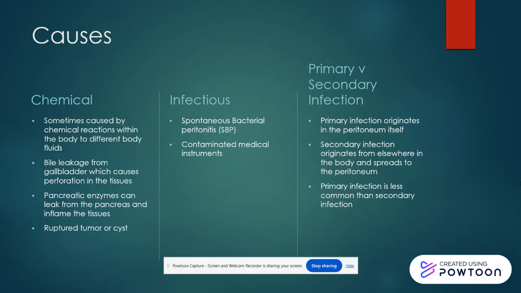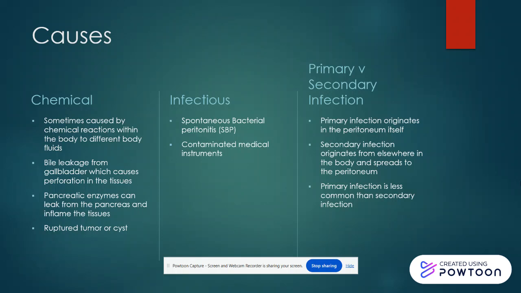Causes. There are two main classifications of causes for peritonitis: chemical and infectious. Chemical causes are usually secondary infections, and infectious causes are usually primary infections. The difference between these two is that a primary infection originates within the peritoneum itself, and a secondary infection originates elsewhere in the body.